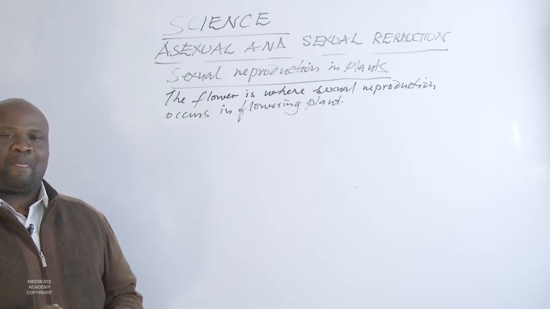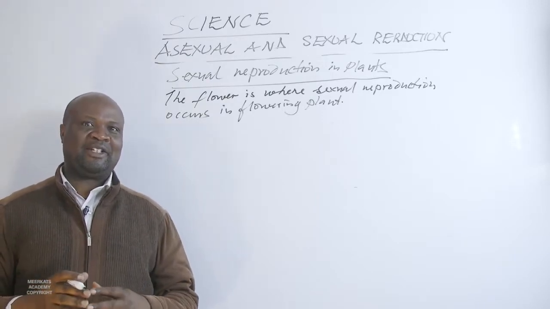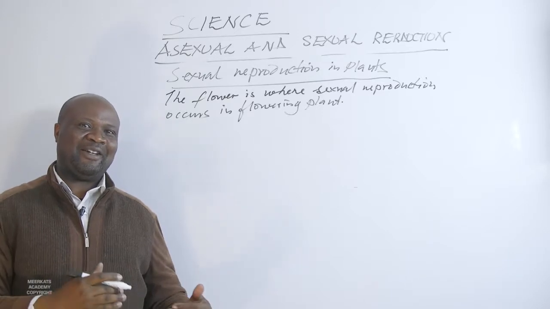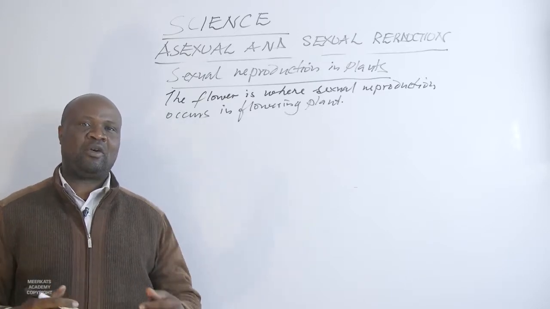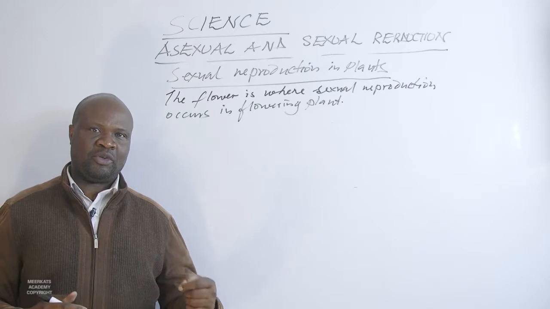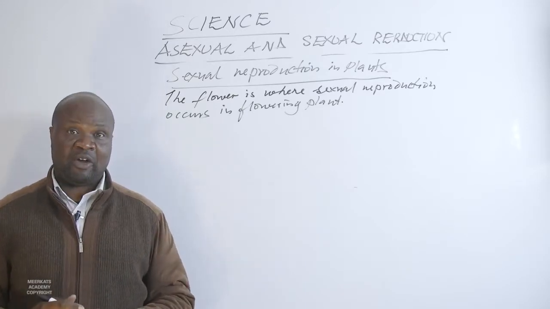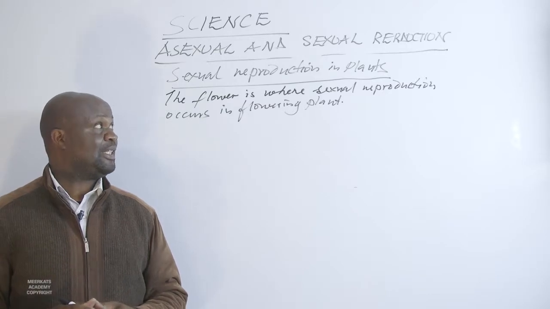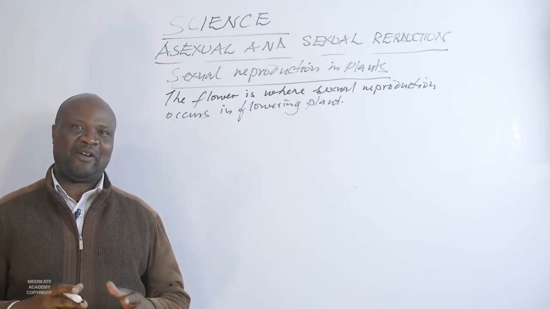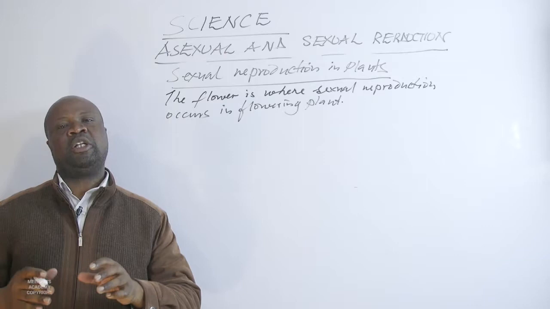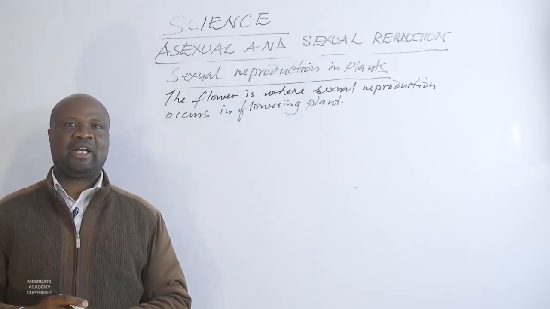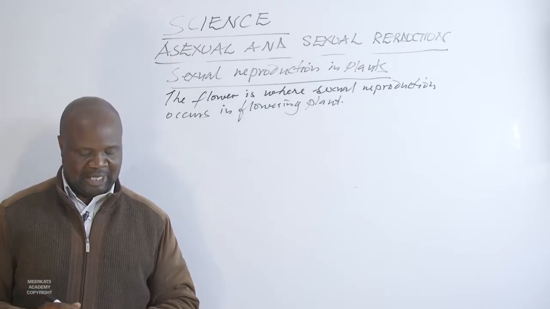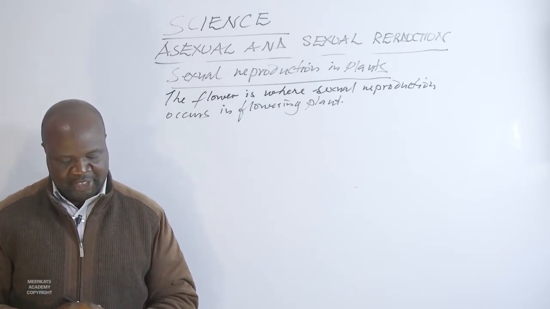Other plants that do not flower have their other way of reproducing or giving rise to new offspring. But sexual reproduction takes place in a flowering plant. And we shall have a slight diagram of a flower and show exactly what takes place.